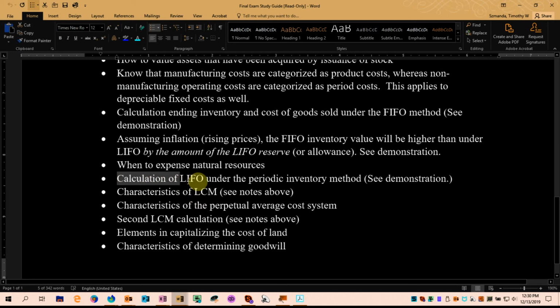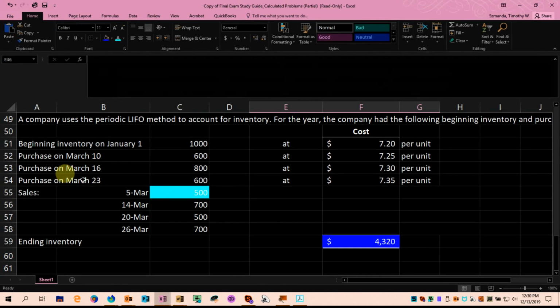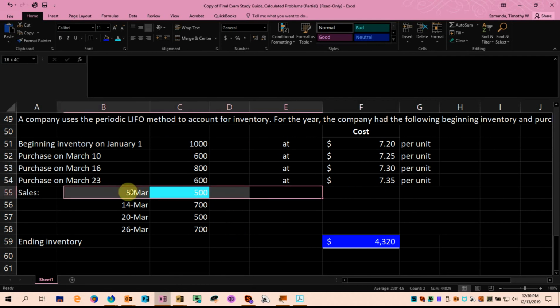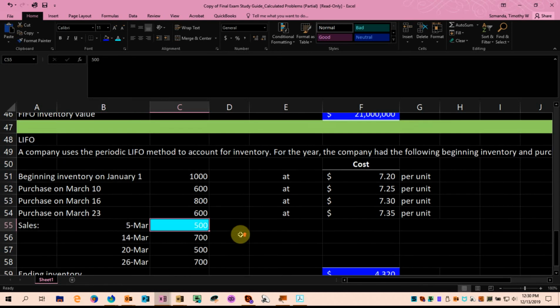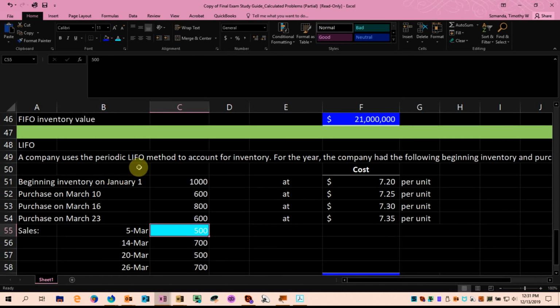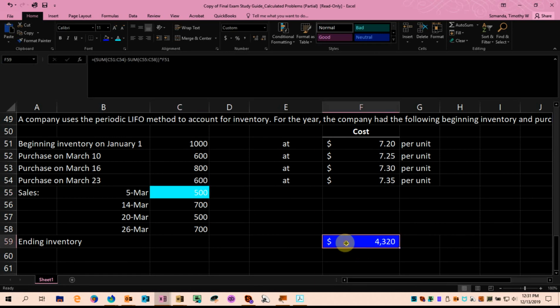I would know the calculation of LIFO under the periodic method. I have a demonstration for this one. This is calculation of last in, first out under the periodic method, which is a little bit easier in this case than the perpetual method. Under the last in, first out, I just repeated the data that's given in your problem in the exam. I did change the March 5th sales to 500 units. The nice thing about the periodic LIFO approach is you need just to consider the number of units that are purchased and sold in total.